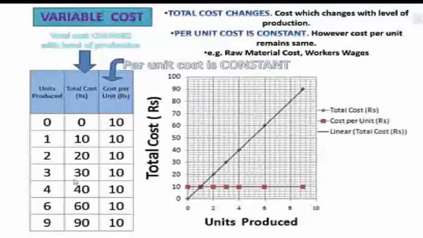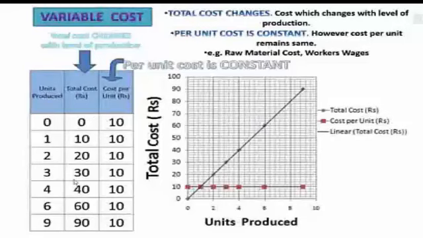Now, this happens with expenses like raw material cost. So if you want to stitch a shirt, 2 meters of cloth is required, and let us say 2 meters of cloth costing 100 rupees per meter.